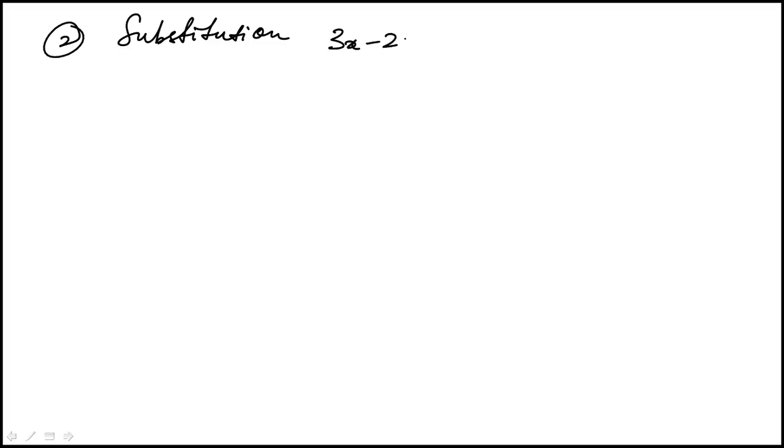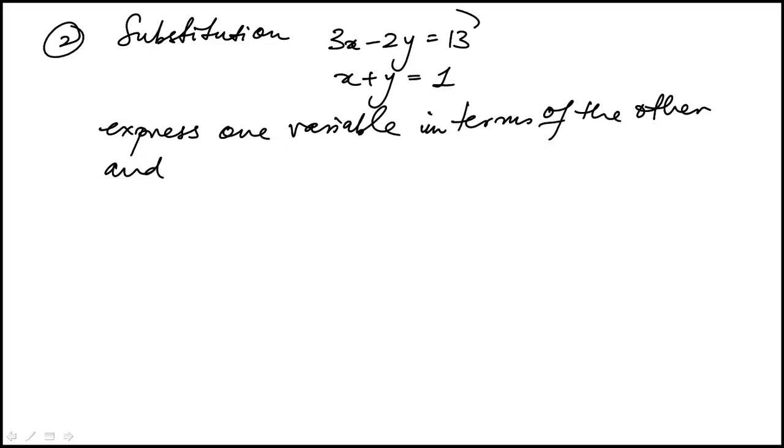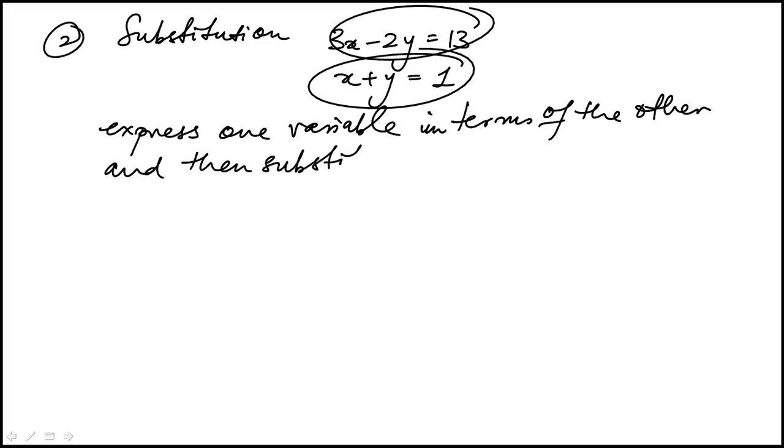And the system we were using is 3x minus 2y equal to 13, x plus y equal to 1. And what you do is, the approach is to express one variable, and it could be either one, x or y, in terms of the other. And so use one of the equations to express one variable, meaning you could use either one to express one variable in terms of the other, and then substitute it in the other equation. So that way you end up with an equation with just one unknown.